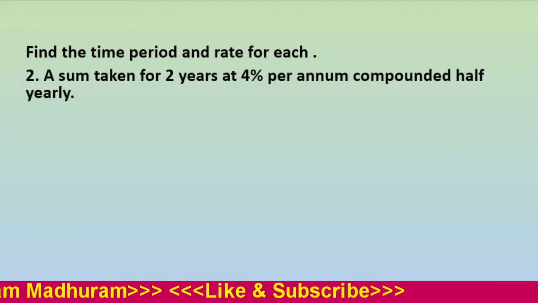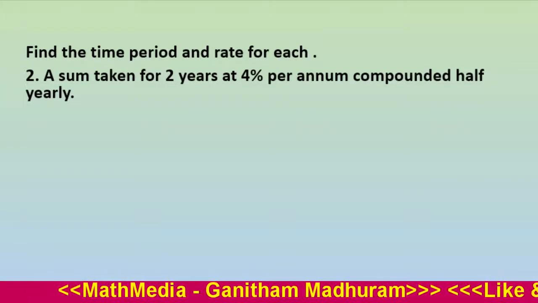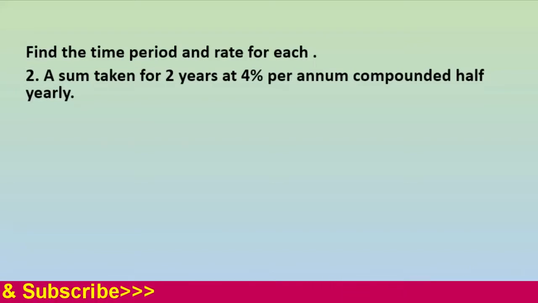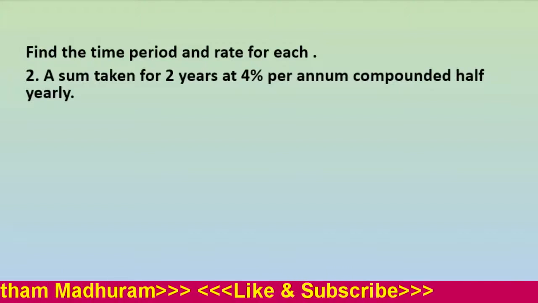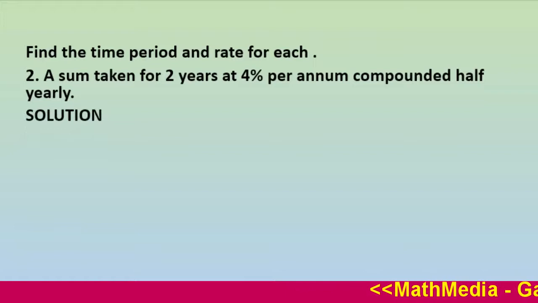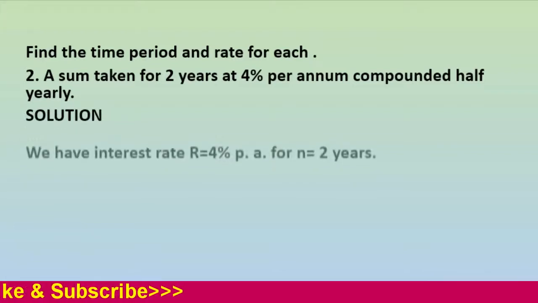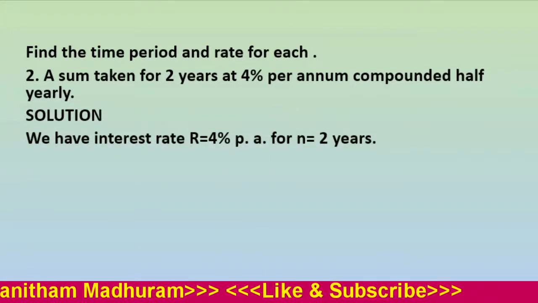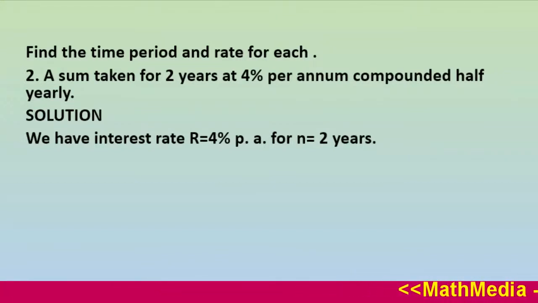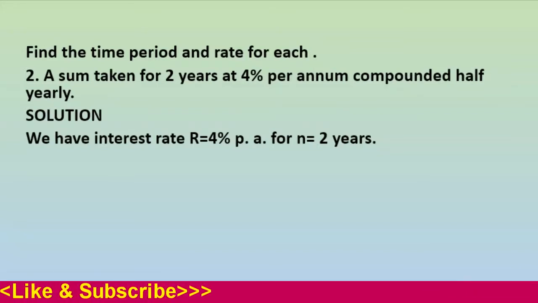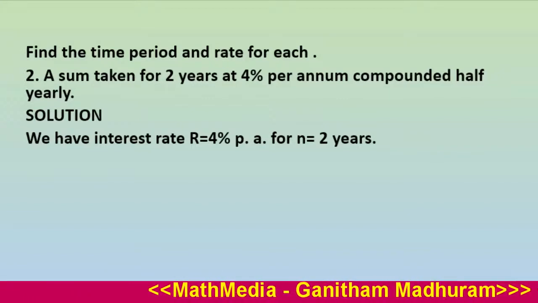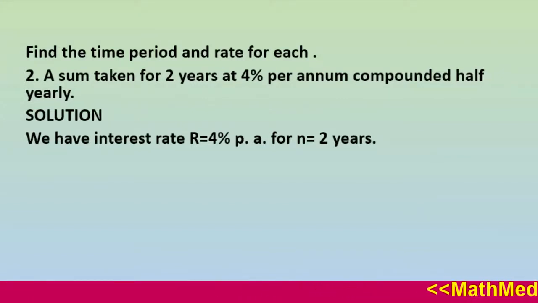Yes. In this case, that is, if interest is compounded half yearly, then the time period will become twice and the rate of interest will become half. These two things you should take care of, so we can see what will be the time and rate. Since we have interest rate 4% per annum for n equal to 2 years, since it is compounded half yearly, n becomes 2n. So we have 2 into 2 is 4 half years.